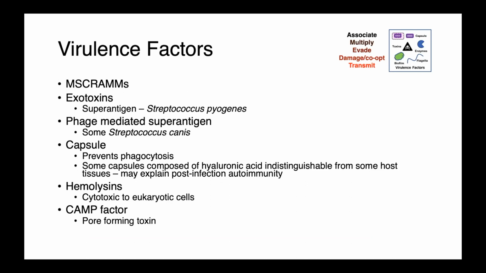Notably, some capsules which are composed of hyaluronic acid are indistinguishable from certain host tissues, and the immune system's response to these capsules may explain the post-infection autoimmunity and those potentially lethal sequelae. Strep produce hemolysins, which are cytotoxins active against eukaryotic cells, both erythrocytes and other cells, and then CAMP factor, which is a pore-forming toxin that we saw demonstrated a couple of slides ago.